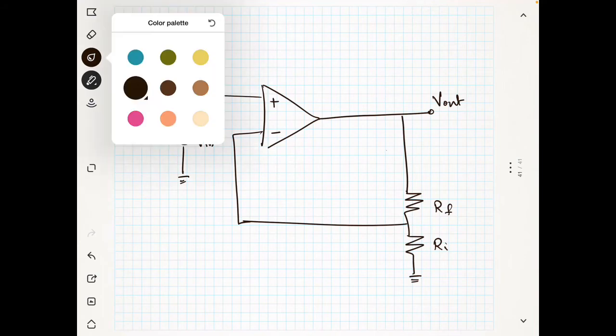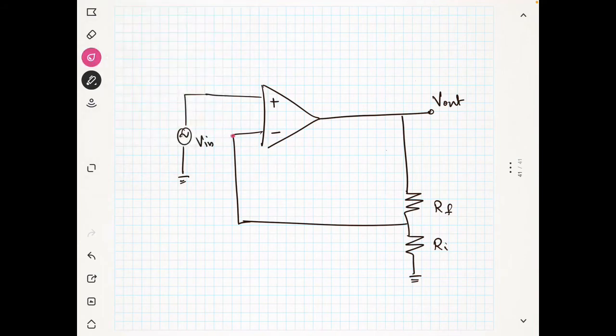Because of the feedback, I will be getting a voltage here. This is V_F, and the voltage at this point is V_in. So this is V_in and this is V_F, and the difference voltage here is V_D. And I have the open loop gain for the amplifier. So my output voltage I can write as V_D times A_OL. This is my output voltage.